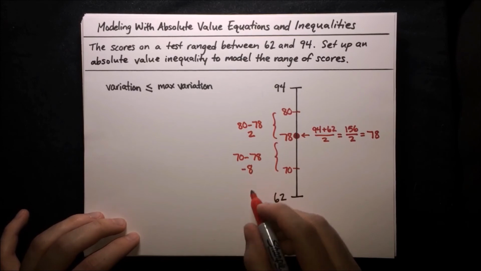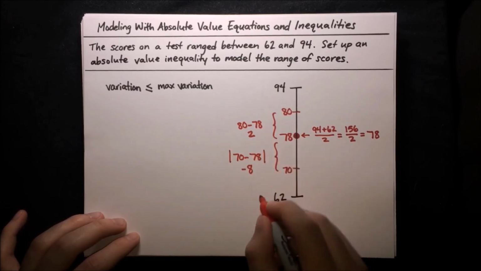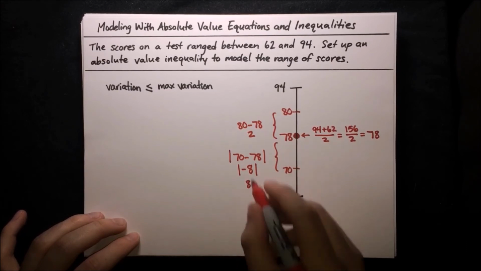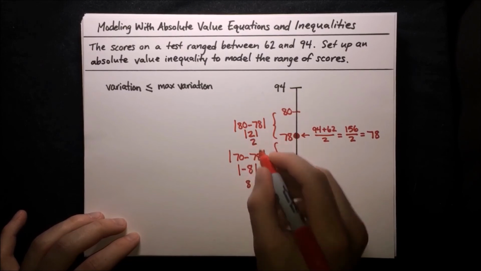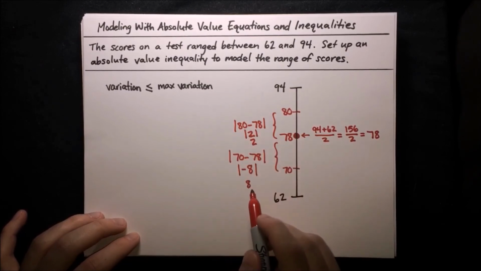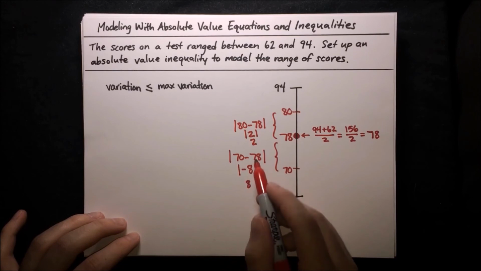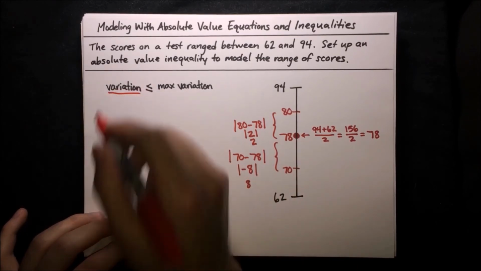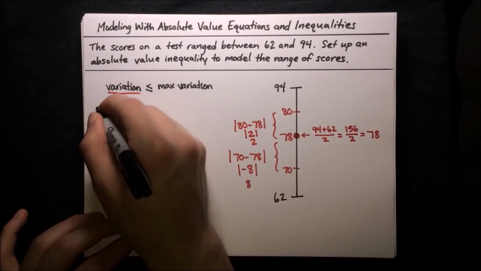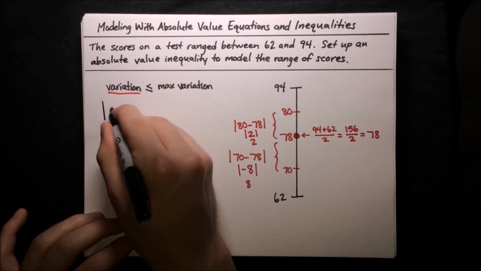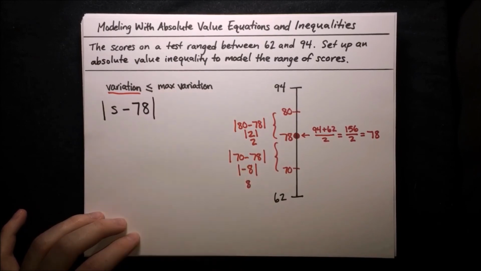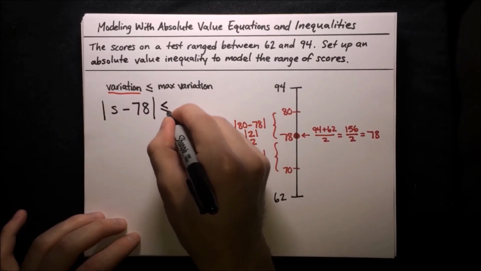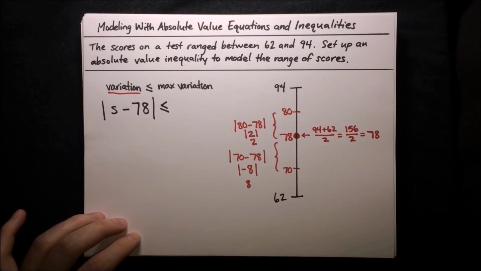So how we correct that is we put absolute value around here. Absolute value of negative 8 corrects that to positive 8. And absolute value of positive 2 doesn't change anything, so it doesn't mess up anything that we determined previously. So there's our variation formula. The variation here, if we have a score S, would just be the absolute value of S minus 78. And that's less than or equal to the max variation. Now, what's the max variation?